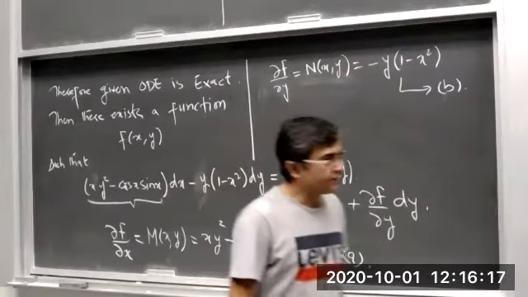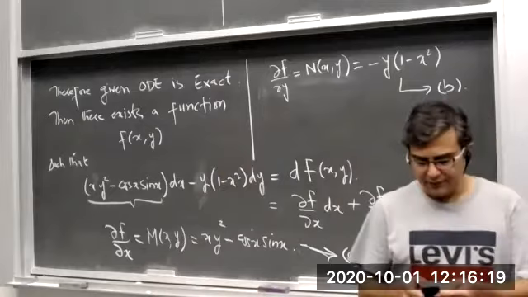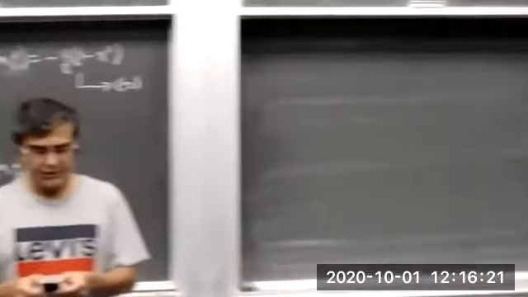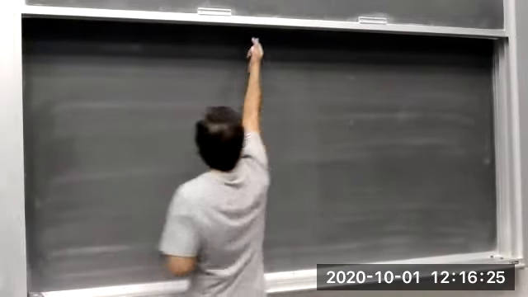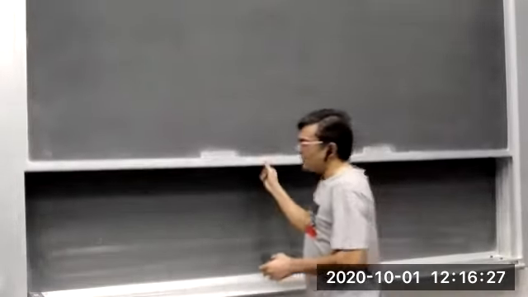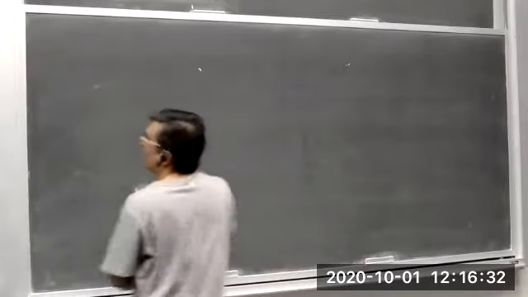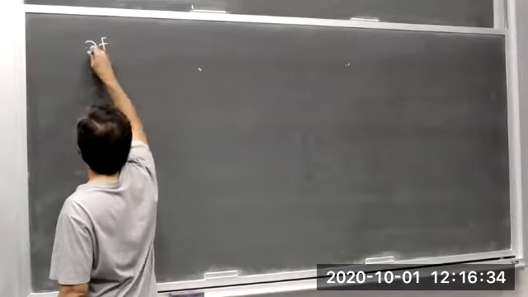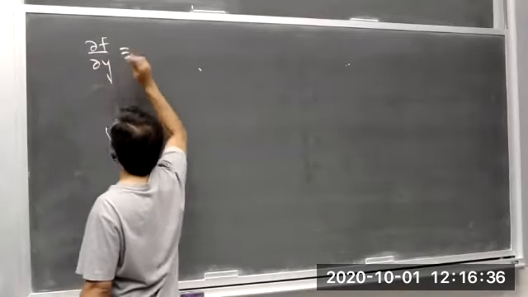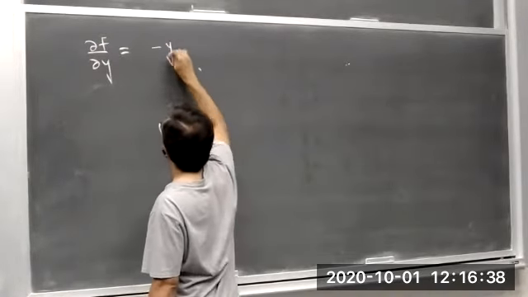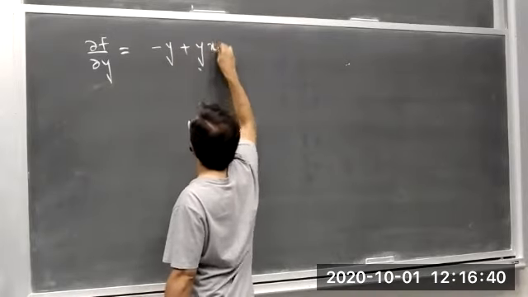Let me change the camera. Let's go to the board 2. This one. Now, I'm going to start with the equation B. Partial f over partial y is what? It is minus y plus y x square. Okay.